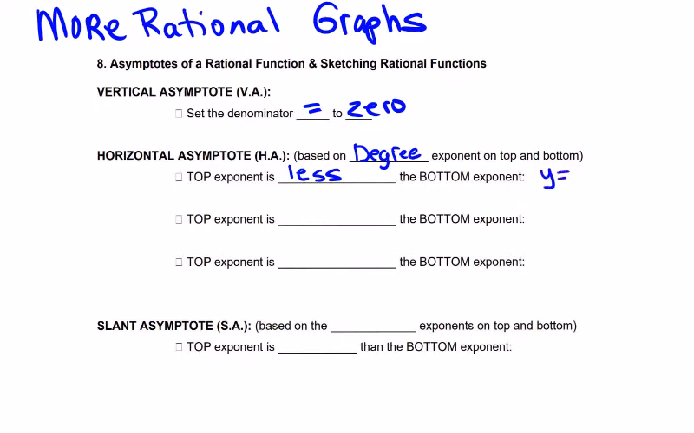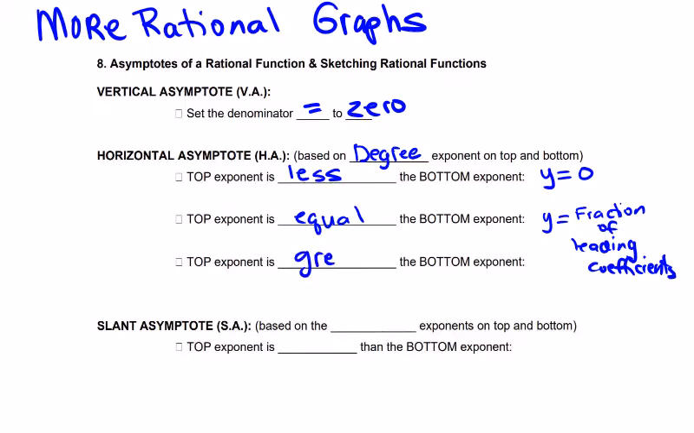y equals 0. If your top exponent is equal to the degree on the bottom, your asymptote is y equals the fraction of leading coefficients. Okay, fraction of leading coefficients. If your top exponent is greater than the bottom exponent, then there is no horizontal asymptote.